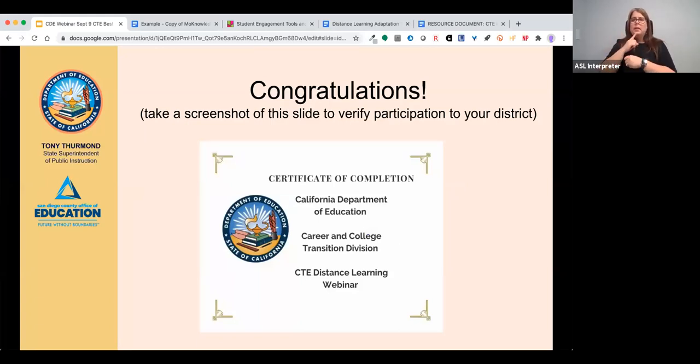Excellent. And we also recommend you reach out to your CTSOs because they have been producing really incredible stuff, and it's a great way to get your students connected to a larger CTE community and build some leadership into your programs. So with that, we are promptly done.